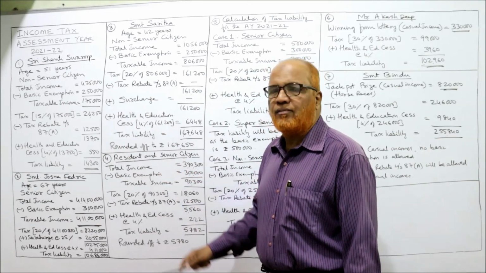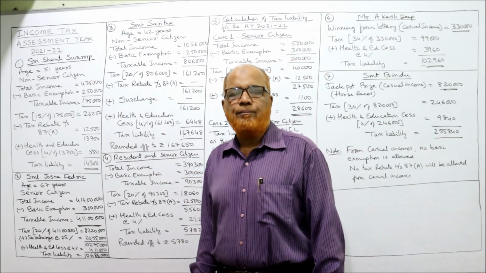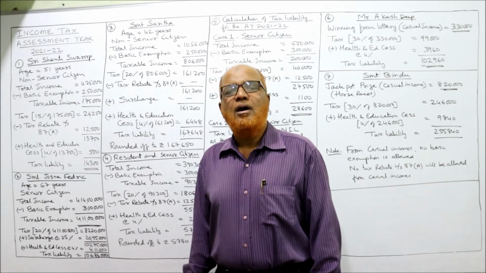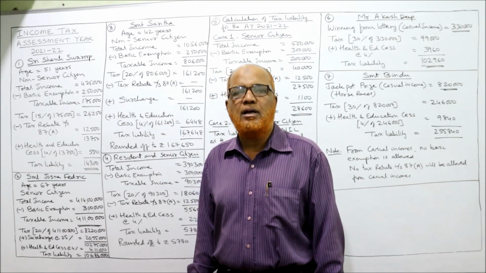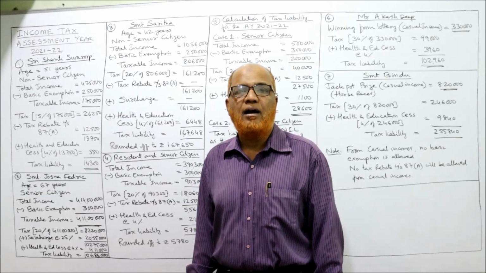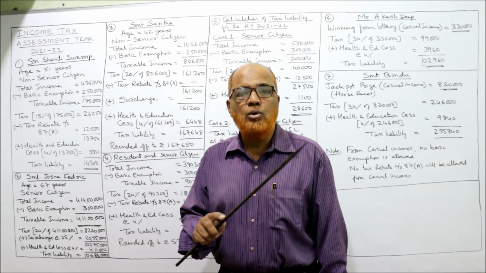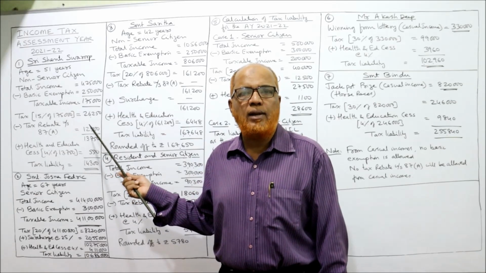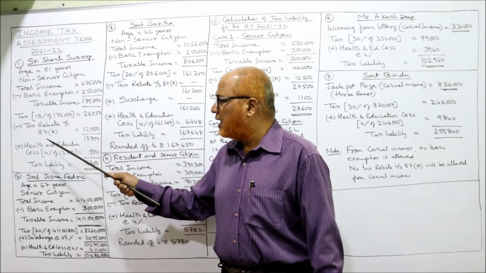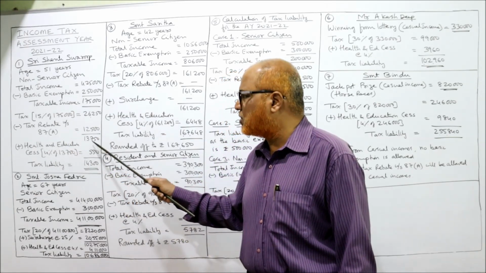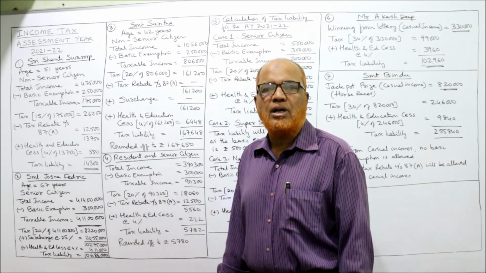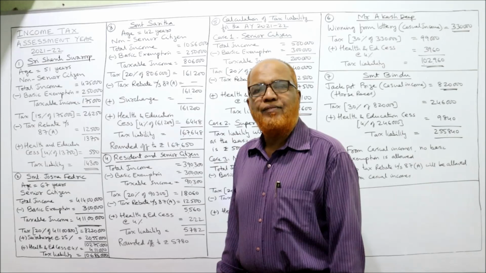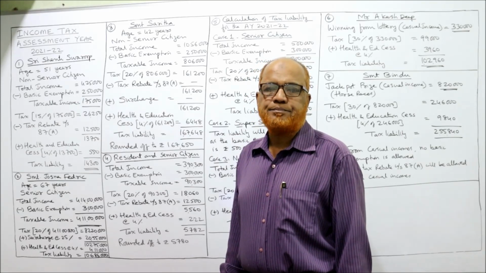Deduct 12,500 from 26,250, leaving 13,750. To this we add health and education cess. Remember, surcharge will not be added because the total income is below 50 lakh. Up to 50 lakh rupees, no surcharge. Here it is only a small income, so surcharge is not there. Directly health and education cess is 4% of 13,750, which is 550. So tax liability will be 14,300. That's all. First problem I have explained.